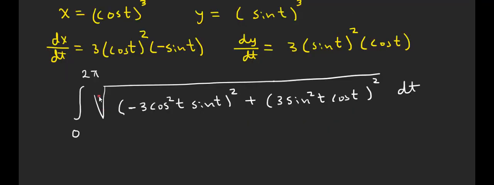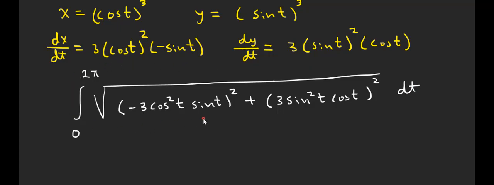So your setup will be the integral from 0 to 2 pi of the square root of quantity dx dt squared. Notice I just substituted this quantity over here, plus quantity dy dt squared, which will be this. And of course, don't forget the dt, which is outside the radical.